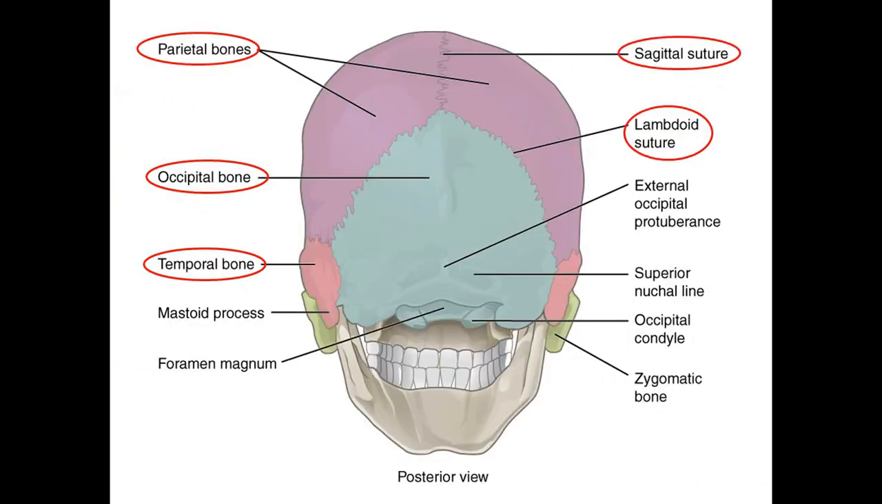This is a posterior view of our skull. Here it shows the sagittal suture, which is running from anterior to posterior, connecting the 2 parietal bones to each other. This is the lambdoid suture. As we said, it is an inverted V-shaped, connecting the parietal bones to the occipital bone and occipital bone to the temporal bone.